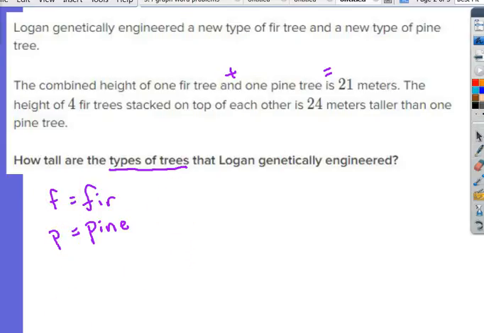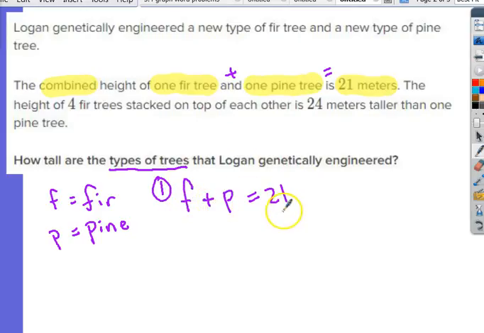The first condition is the easiest one to find, and it's the most similar to the problems we've already solved. The combined height of one fir tree plus one pine tree is 21 meters. So I can turn that immediately into an equation by combining one fir plus one pine, and when I combine those two it makes 21 meters. So the first condition is that a fir tree plus a pine tree is 21 meters tall.